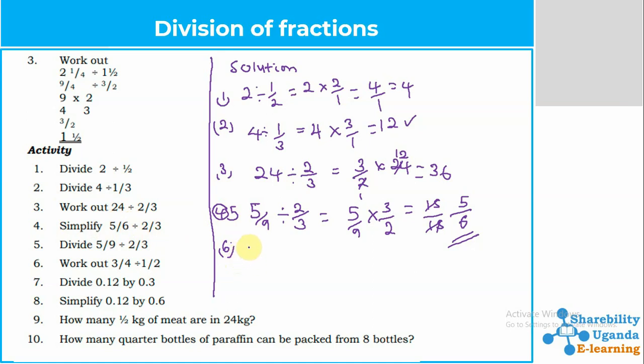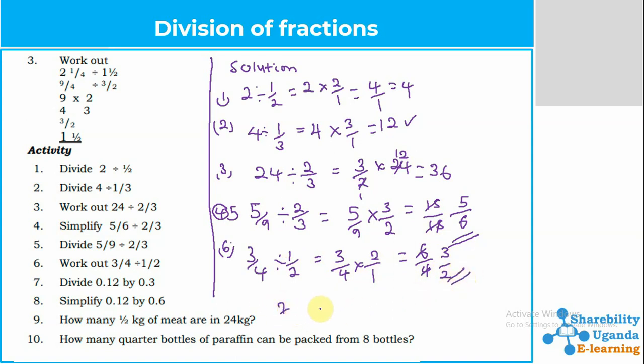Our number 6 is saying work out 3 out of 4 divided by 1 out of 2. We shall still use the same method. This is the same as 3 out of 4 times 2 out of 1. Our answer is going to be 6 out of 4. You can also still reduce this by 2: 3 by 2. So this also qualifies to be our answer.